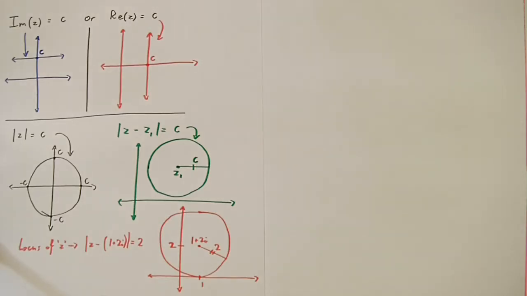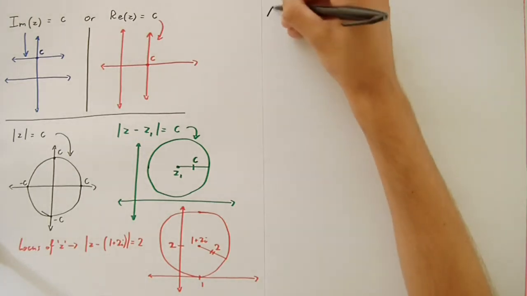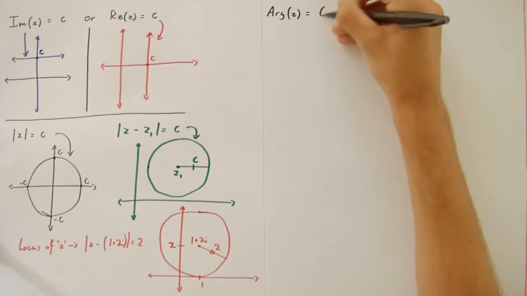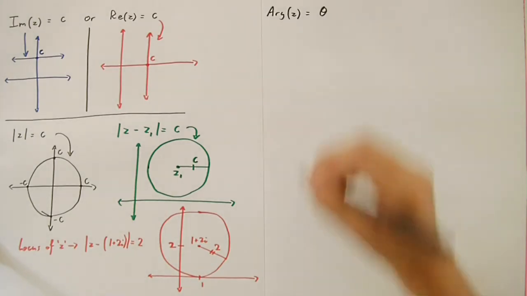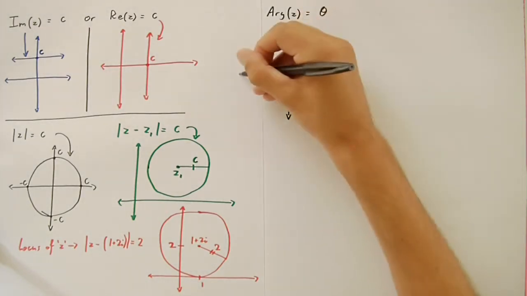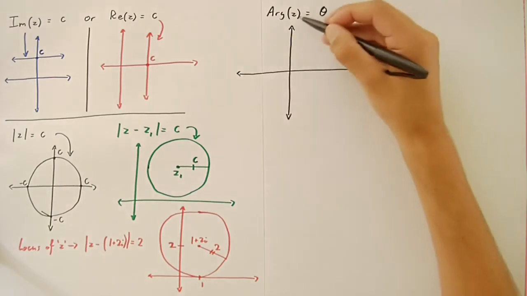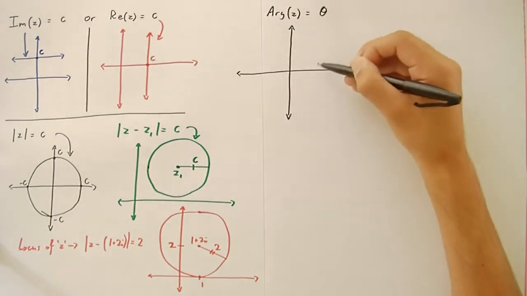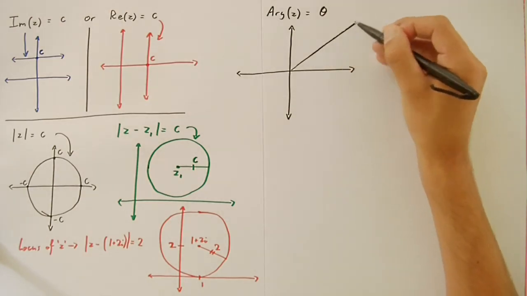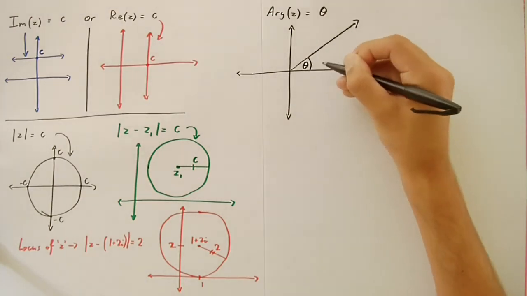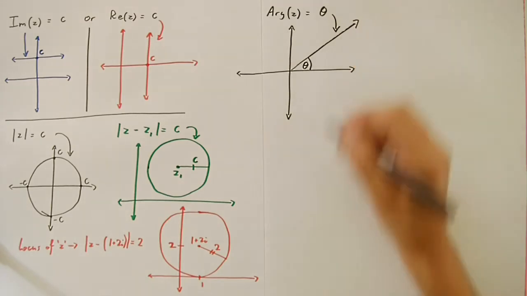Loci can also involve the arguments of complex numbers. For example, the locus of the complex number satisfying the equation the argument of z is equal to some angle theta is another type of locus you should be able to recognize. Now we can do this one just by using logic. What it's saying is that the angle that a complex number makes with the origin is fixed and equals theta. So this locus is just going to be a line that makes an angle of theta with the real axis.